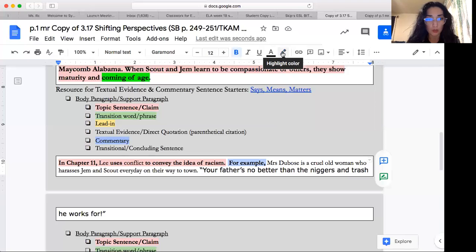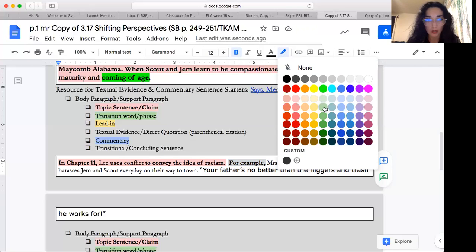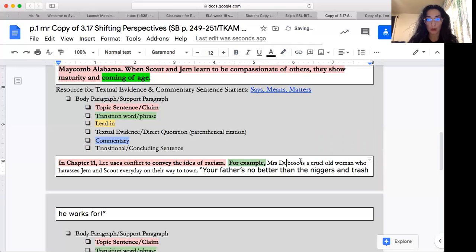That already sounds so much better. It sounds so much more academic. For example, Mrs. DeBow is a cruel old woman who harasses Jem and Scout every day on their way to town. And then a lead-in. That's where I'm warming the reader up to explain the quote. Because if I just see this quote and I have no idea what's going on, then that's not going to be informative to me. So I need a lead-in. It could be a little bit more context, like what's going on, or maybe developing that theme of racism more.